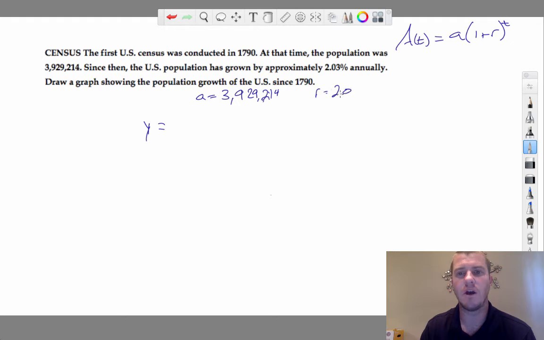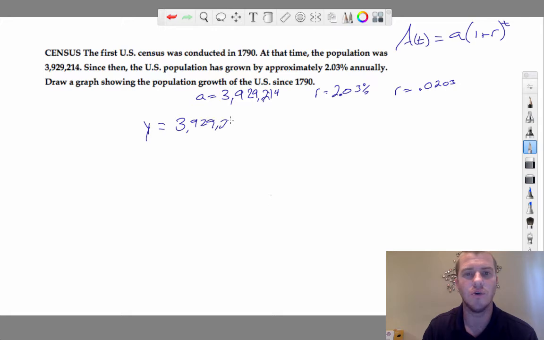So the R is at 2.03%. In order to use it in the formula, you have to change it to a decimal. Remember, to change it to a decimal, you move the decimal place 2 places to the left. So the R really is going to be 0.0203. So I make the equation 3,929,214 times parentheses 1 plus 0.0203, which is going to be 1.0203 raised to the t. And this is your formula.